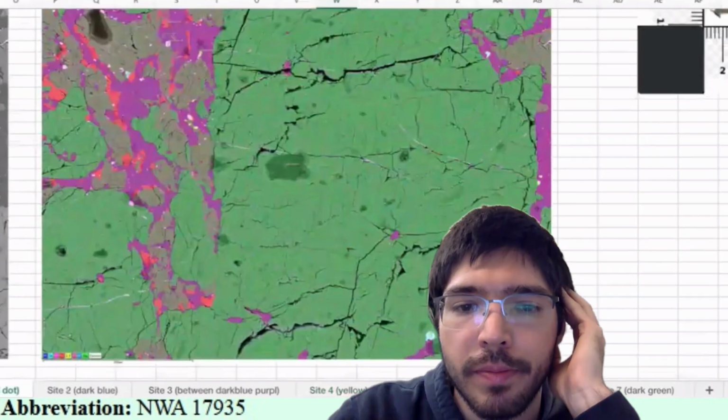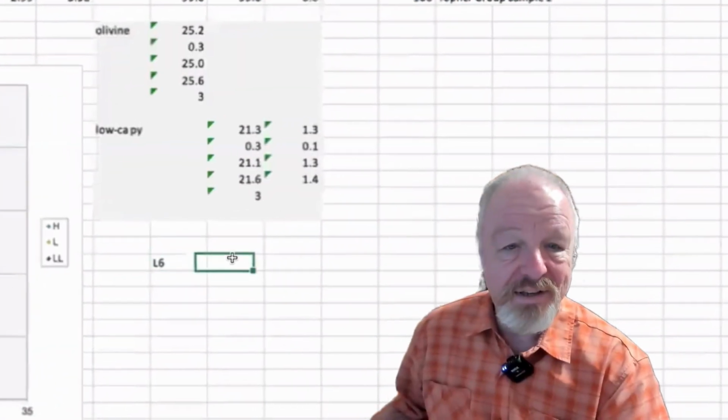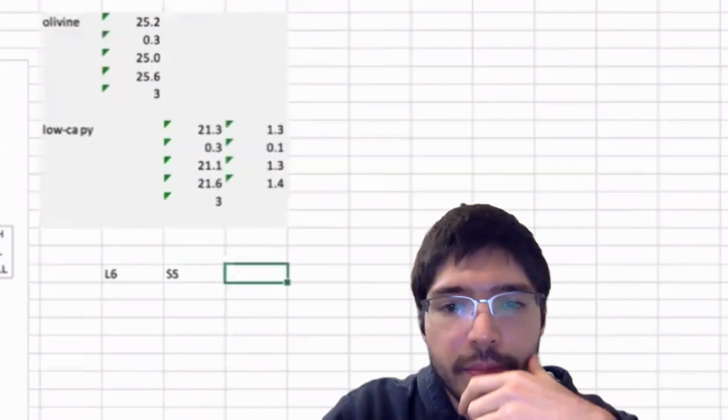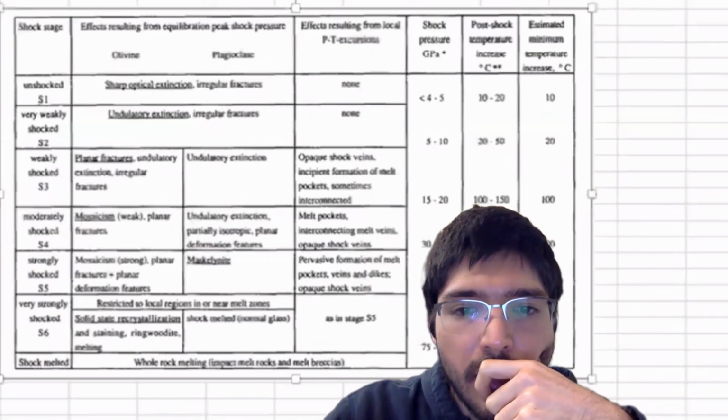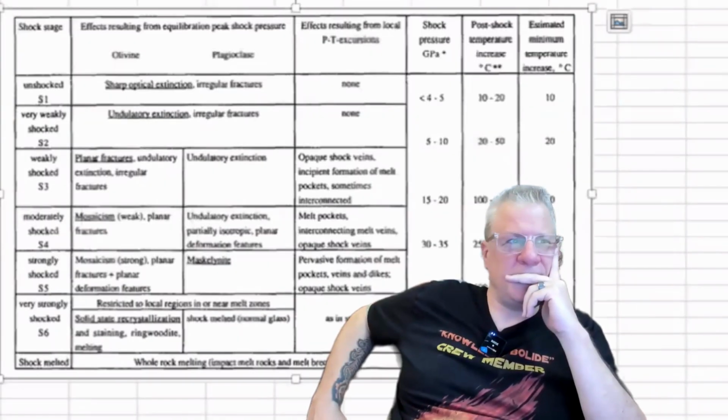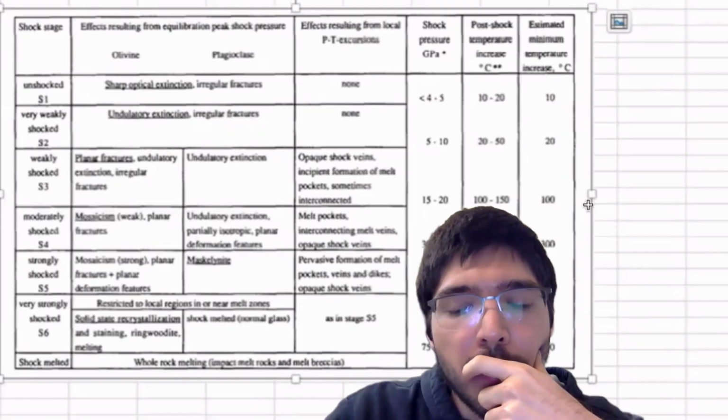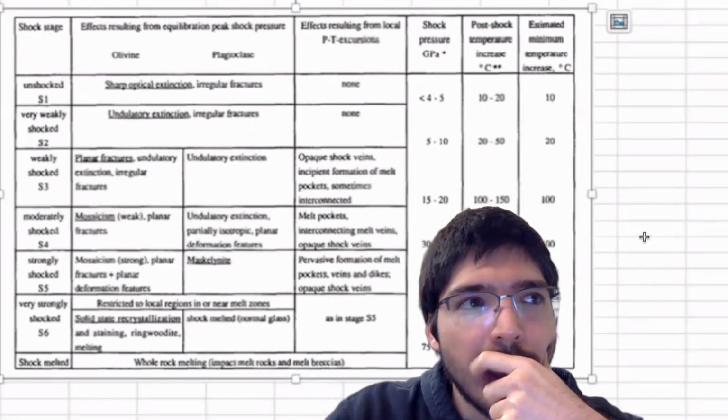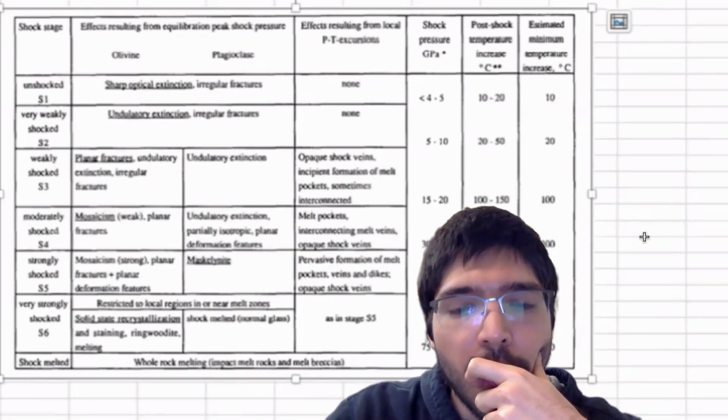So we have... Very cool. Yeah. L6, S5. I don't see a whole lot of S5s. There's probably not too many of them, that's for sure. But there are several that are out there.